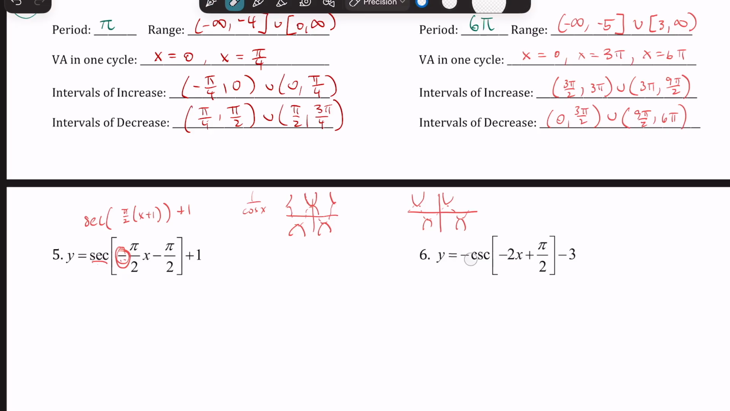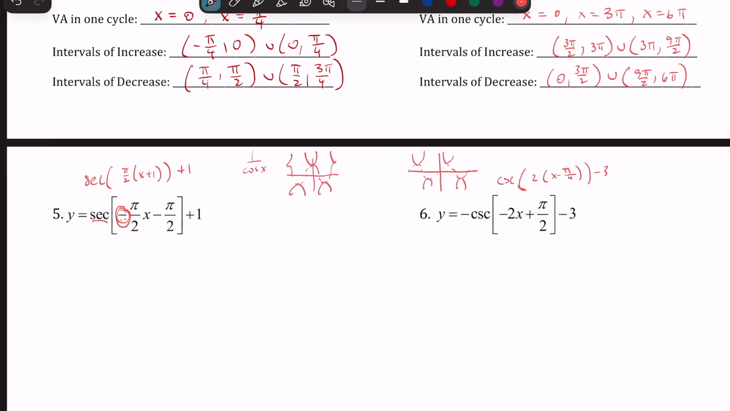But the first thing I should do, though, is factor out that -2. So I've got the negative cosecant, -2 times x minus pi over 4, minus 3. And then I can just be like, oh, negatives go away because of the odd functionness of it.